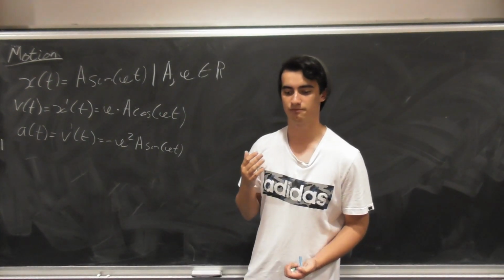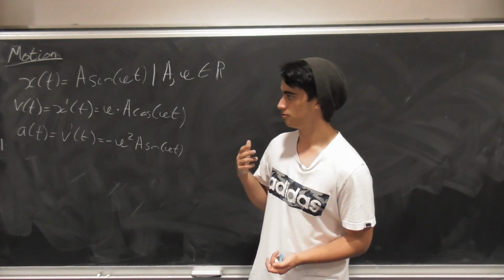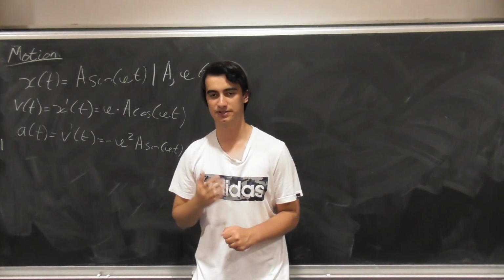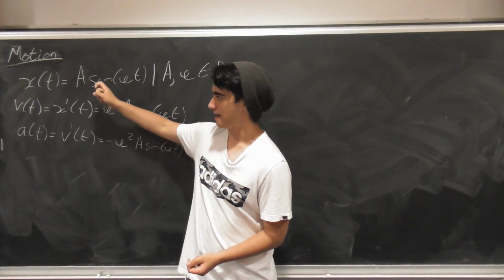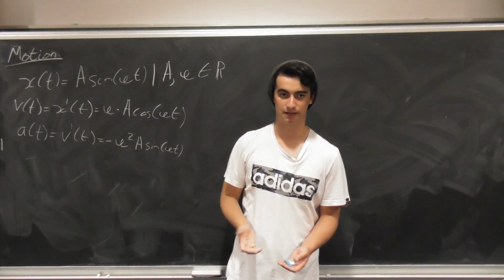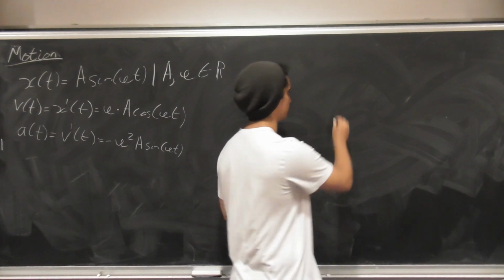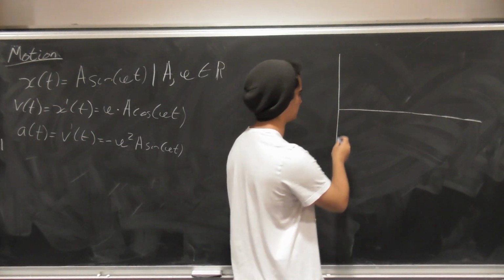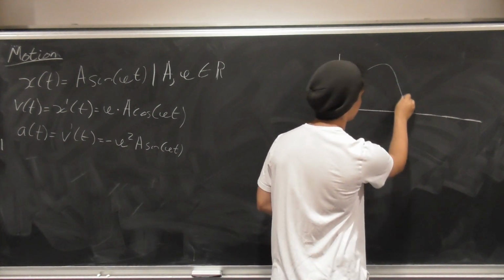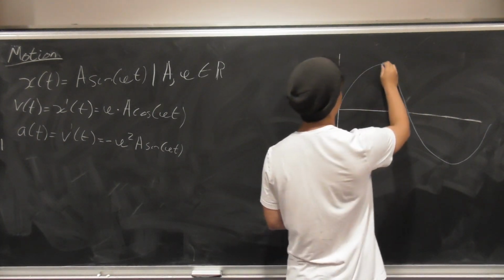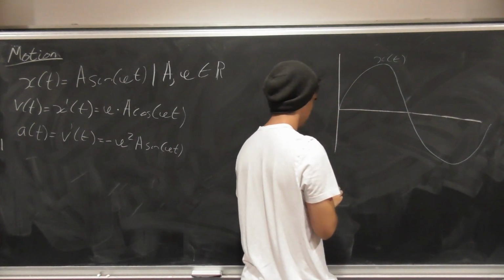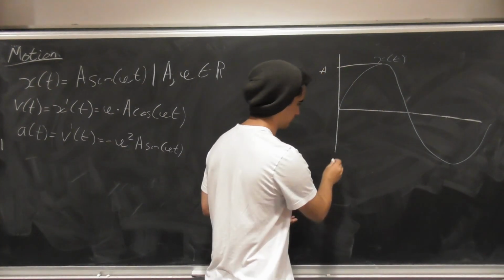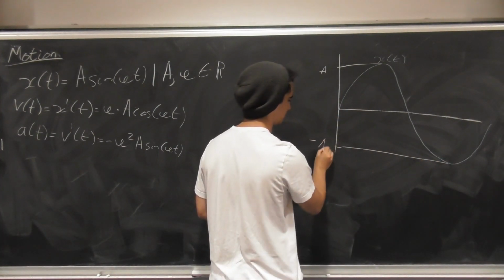So when we think about minima, maxima, etc., and how these functions relate to each other, we can see that there's actually a phase difference. What this means is that if we were to graph x, v, and a on the same plane, we would have the x function moving like this. So we have x of t here, where we can give this as a, and down here as minus a.